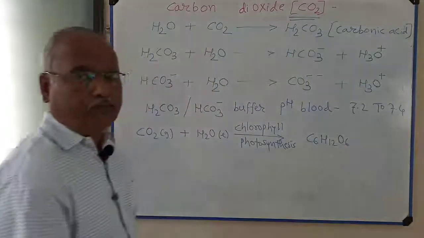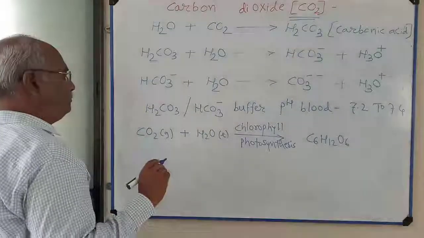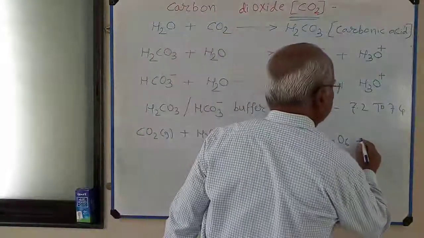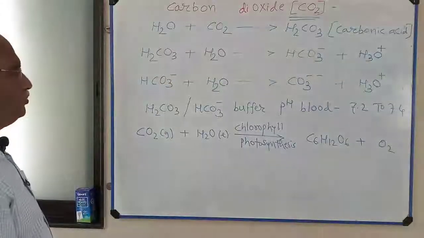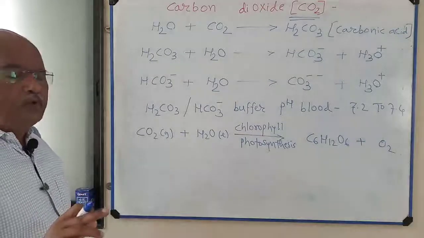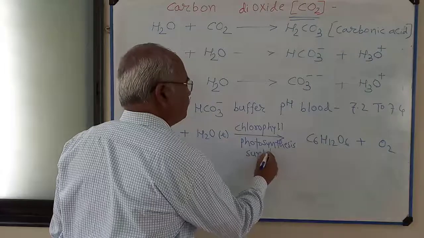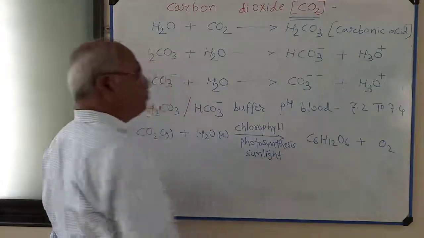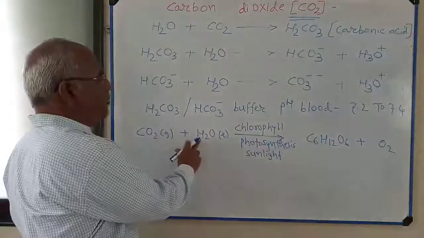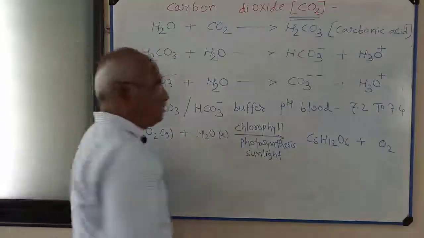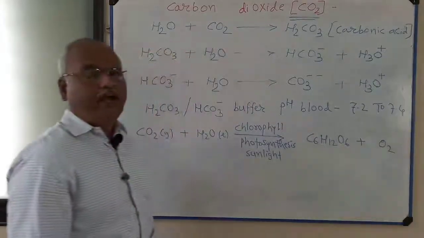Glucose is produced. I balance this reaction and here oxygen gas is produced. So plants in presence of sunlight and chlorophyll, by using CO2 and water, prepare food for themselves as well as for animals.